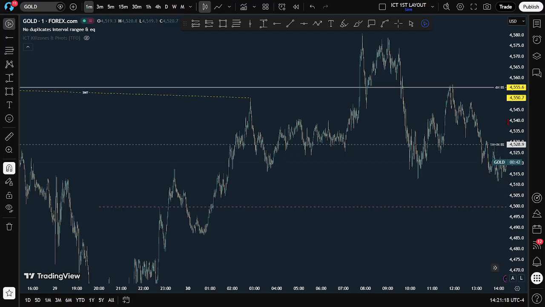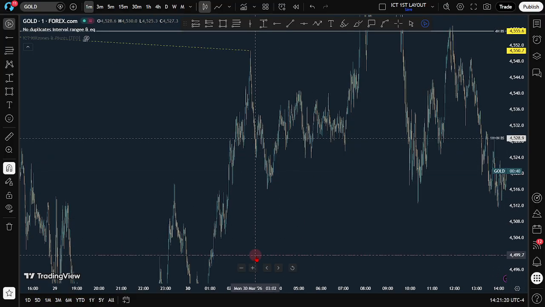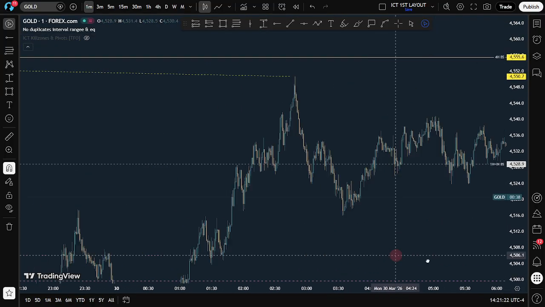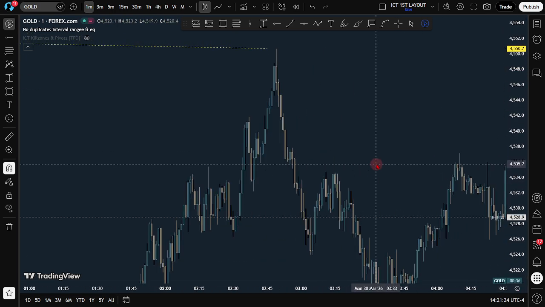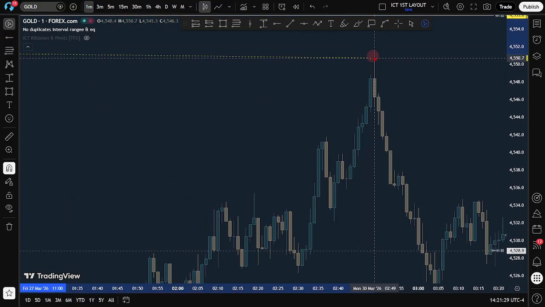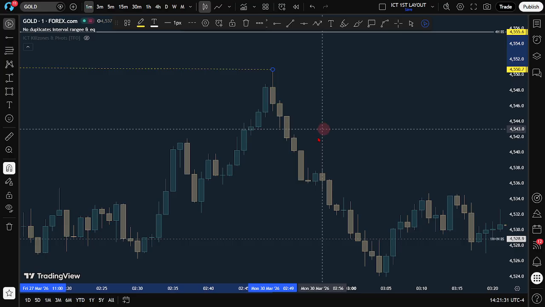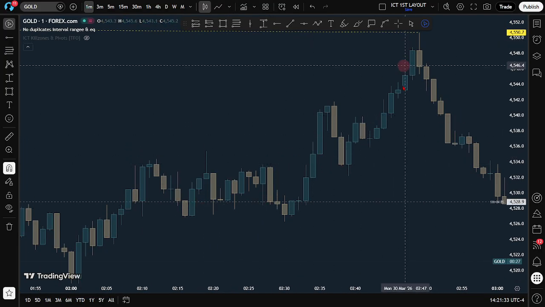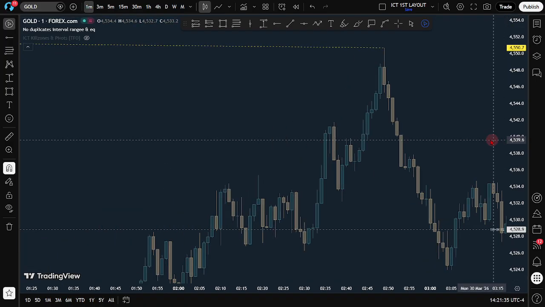So at the time my daily EQ was here, and I was aiming for the daily EQ. Unfortunately, we didn't get that, it moved to that side, but we got a nice move. So this was the SMT. When this SMT happened, I moved to the 1 minute and I saw price moving up like this. So I had to search for an inversion fair value gap.